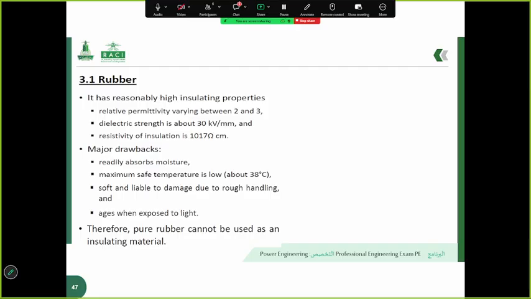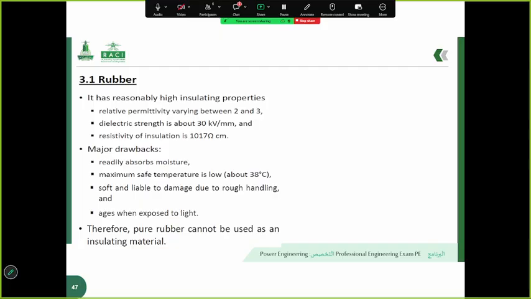So this slide provides an in-depth look at rubber as a potential insulating material, highlighting both its capabilities and limitations. While rubber possesses reasonably high insulating properties with a relative permittivity of 2 to 3, a dielectric strength of about 30 kilovolt per millimeter, and an insulation resistivity of 10 to the power 17 ohm centimeter, it has several major drawbacks.